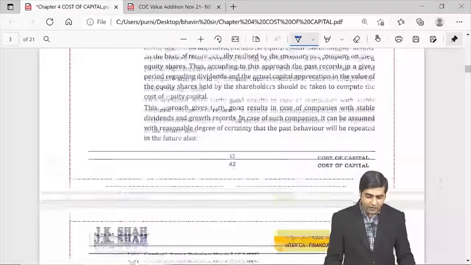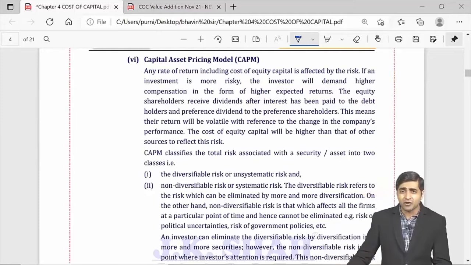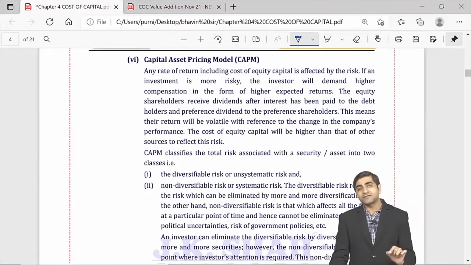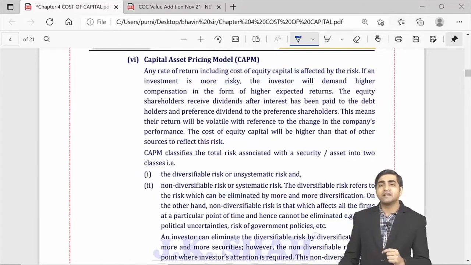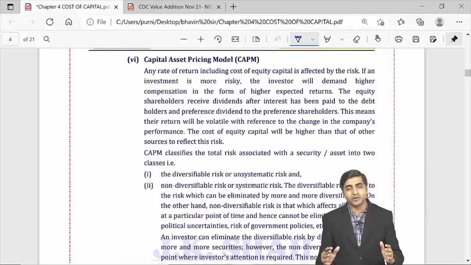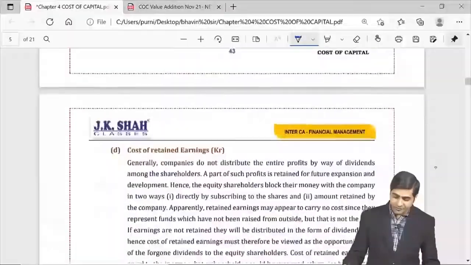Now my dear students, continuing further, we have something which is also called your capital asset pricing model. And guys, your capital asset pricing model will be nothing but risk-free rate plus RM minus RF into beta. Your RF means your risk-free rate, your RM will be your return on market portfolio, and beta is the sensitivity index which will be given to you in the question. Okay, so that's how your KE will also be calculated.